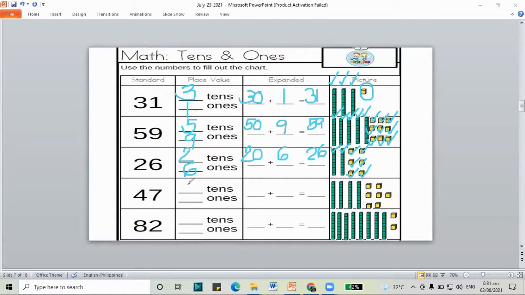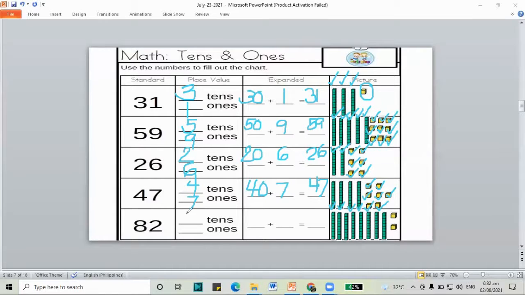How about this one? 47. The tens is 4. The ones is 7. Let's add 40 plus 7 is equal to 47. Let's skip count. 10, 20, 30, 40. Let's add 7. 41, 42, 43, 44, 45, 46, 47. That's 47.